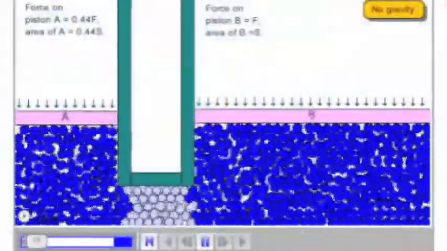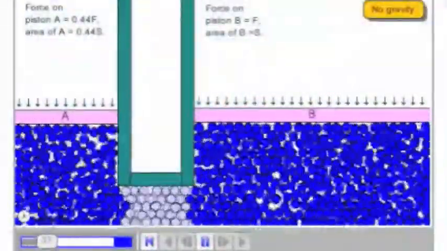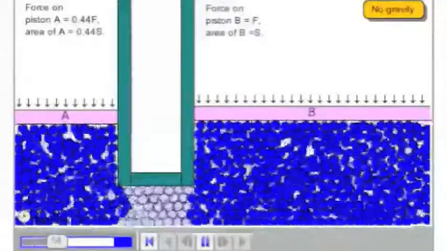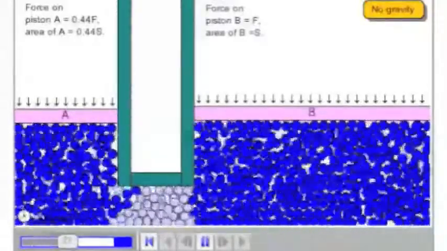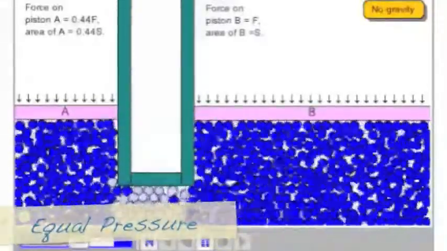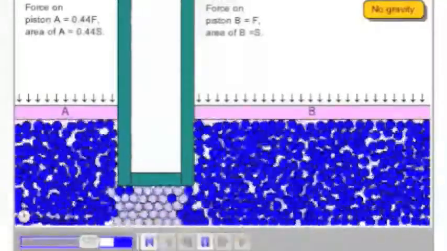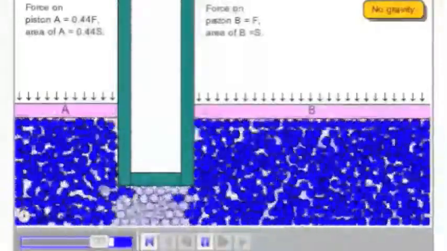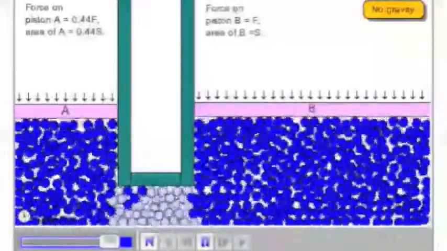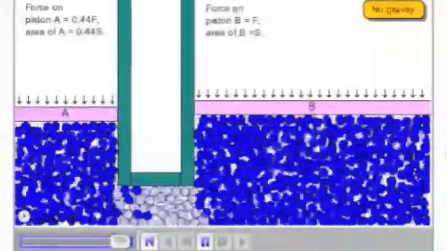Let's take this system for example. We have two reservoirs of fluid joined together by a tube between them. At this point in the simulation, the pressure on both sides is equal, and the plates at the top of the system are both level with each other due to the fact that their weight is evenly distributed and supported by equal fluid pressure underneath.